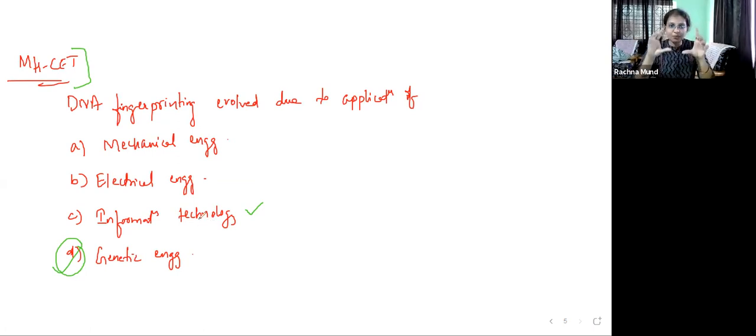Now, keeping this way of arguing, I can then say the correct answer would be mechanical engineering. Because if mechanical would not have been present, then electrical would not have been present. If electrical was not there, information would not be there, genetic would not be there. So if you go by this logic, then your correct answer should be mechanical engineering. But is it the correct answer? Everyone knows the correct answer is genetic engineering. You know at least, so you are wise enough to teach them.